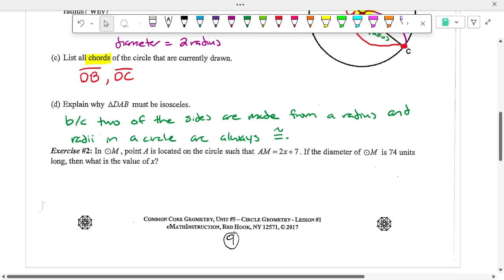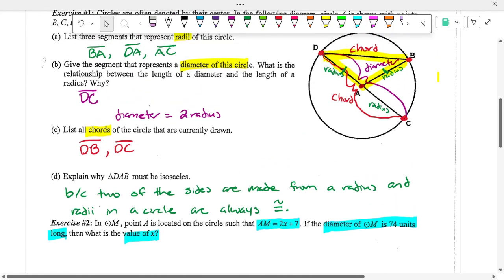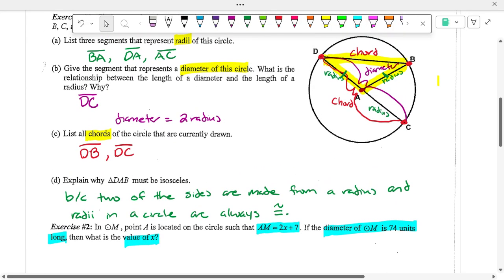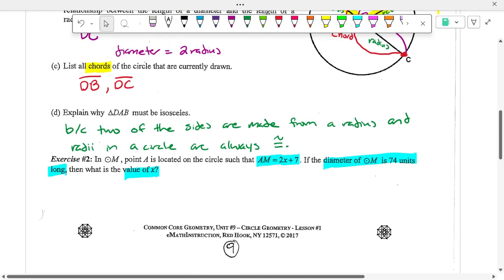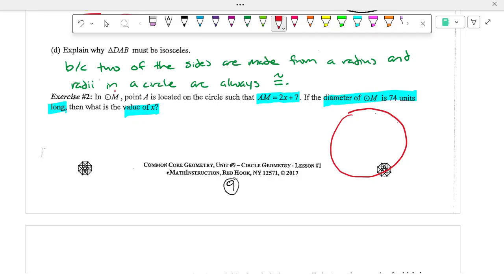Now, in circle M, point A is located on the circle such that AM is equal to 2x plus 7. If the diameter is 74 units long, what is the value of x? So I'm going to draw a circle, and it's labeled circle M. So that means the center is what? M. So remember, you label a circle based off of its center point.